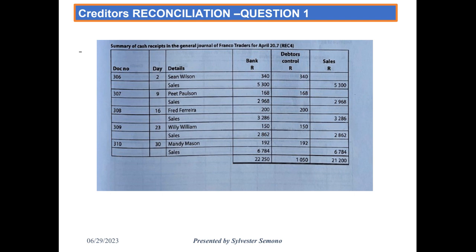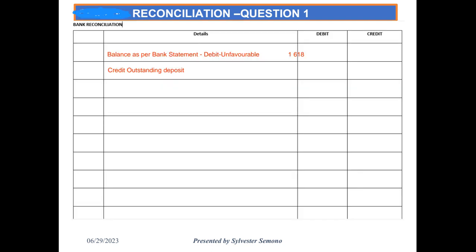And then the last one, 6,784 plus 192. This one is not appearing, so that's the outstanding one. Can you see now? We call them outstanding deposits. You can put them in brackets, or you can separate them. They allow you to do that. How do you prefer it? Together. So I'm going to put them in brackets here.